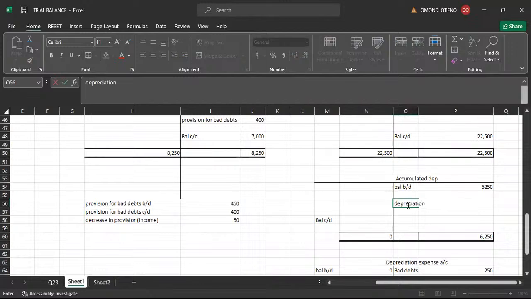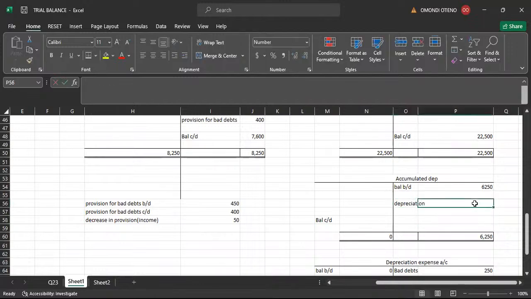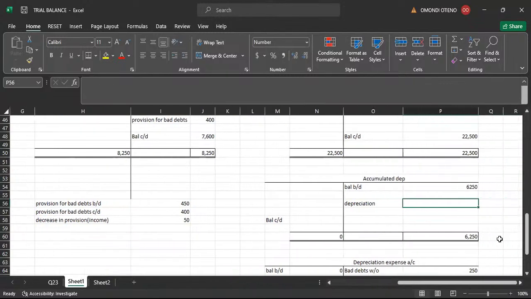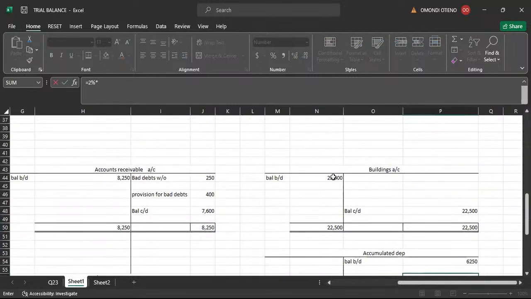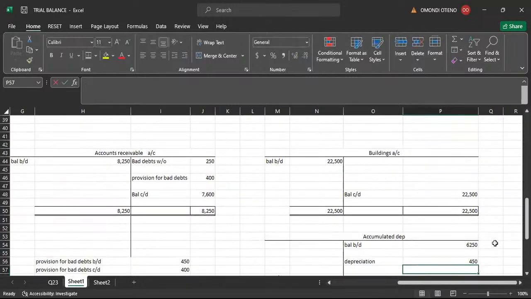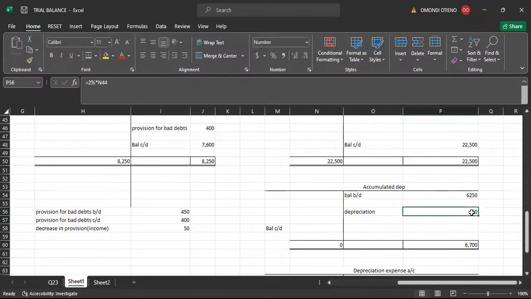I should be able to get depreciation expense for the year. How do I get depreciation expense for the year? We are told that it is 2% of cost. It will not change. So it is equal to 2% of cost. Where is the cost? The cost of that building is this one, which does not change. So that's the depreciation expense for the year.